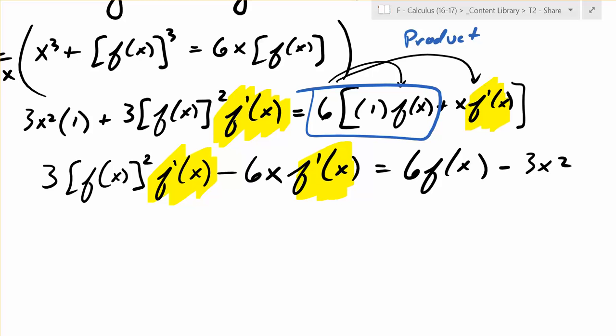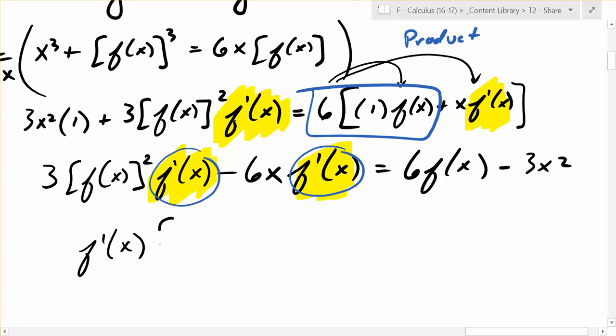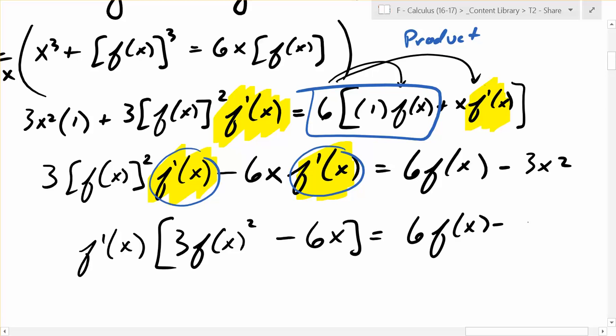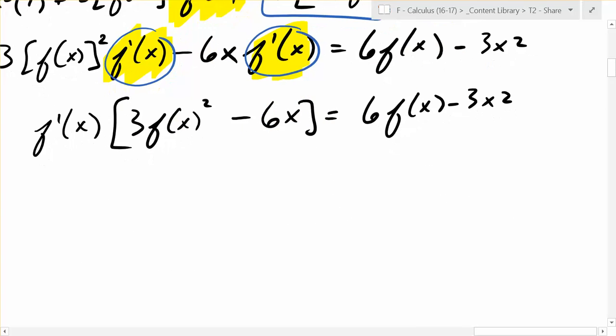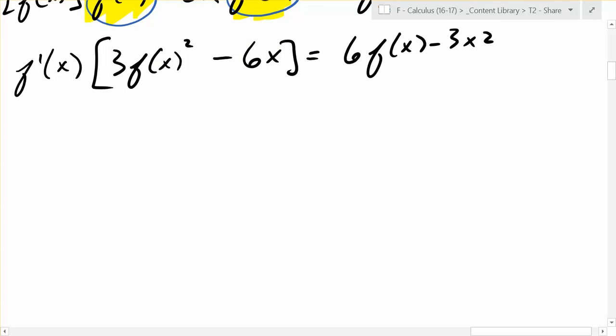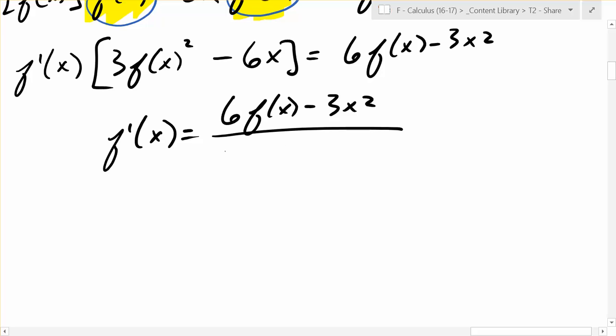Now, what can I factor out? F prime of x, right? What does it become? F prime of x times 3f of x squared minus 6x, equals 6f of x minus 3x squared. Now, what do I divide both sides by? Exactly. So now we have f prime of x is equal to 6f of x minus 3x squared over 3f of x squared minus 6x.